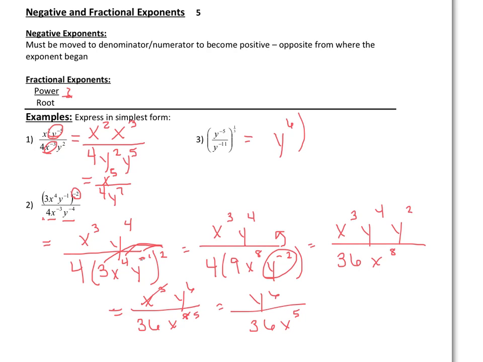6th raised to the 1/3. And the power raised to power you multiply. So I'd have y to the 6 over 3, which is going to reduce down to y to the 2nd.